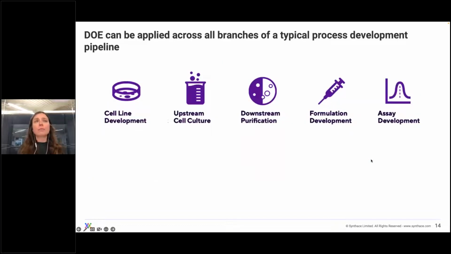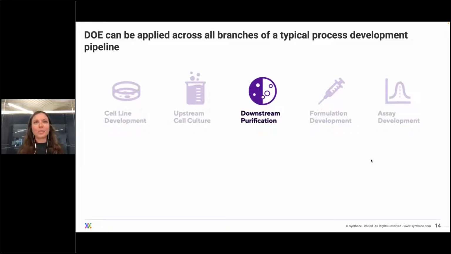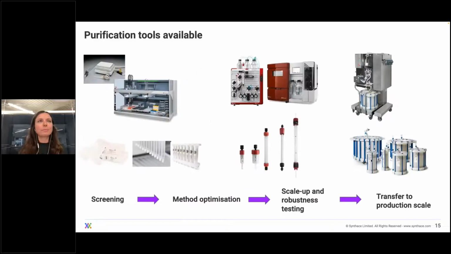And so we've previously really tried to bring home the message that DOE doesn't differentiate. You can really apply it to anything across the entire bioprocess pipeline. And so previously, we have shown specific examples pertaining to the cell line development area and the assay development area. But today, we're going to be focused on downstream purification.